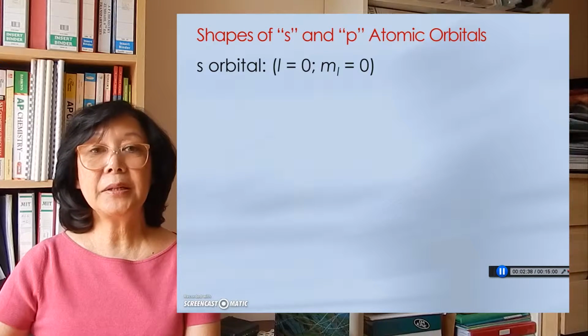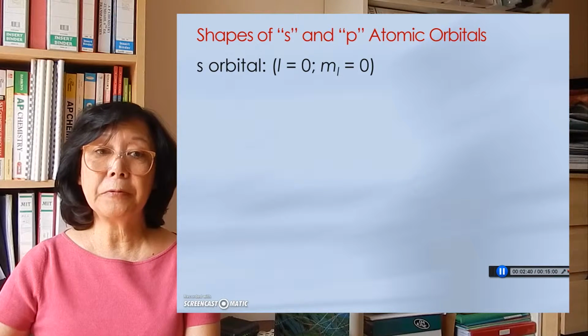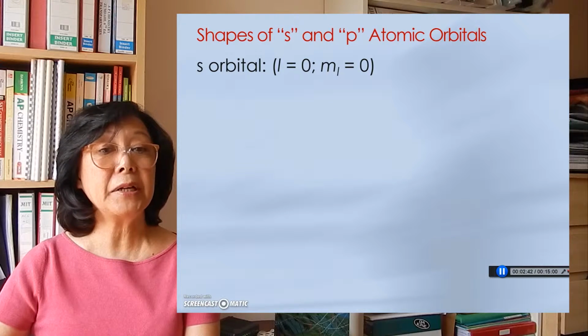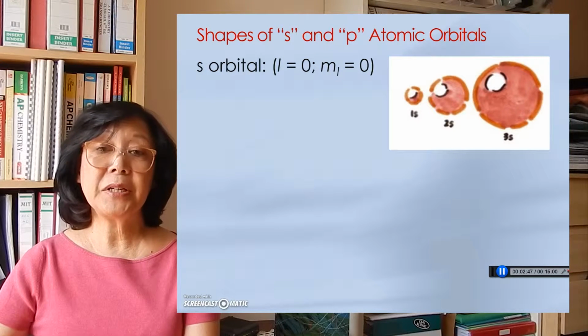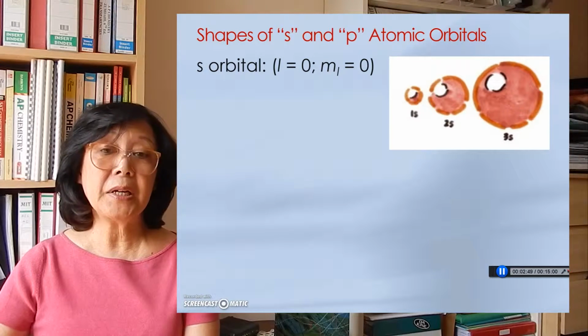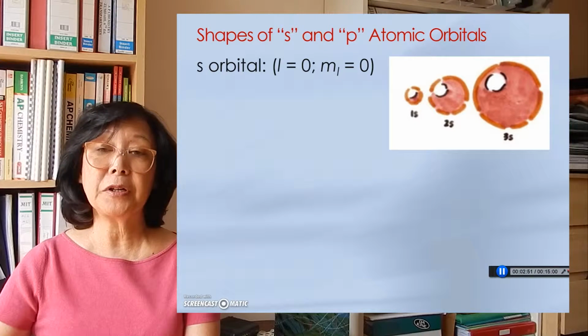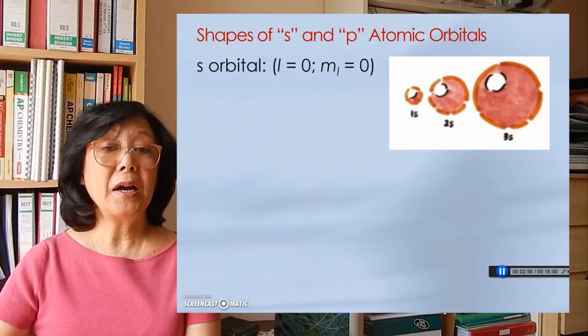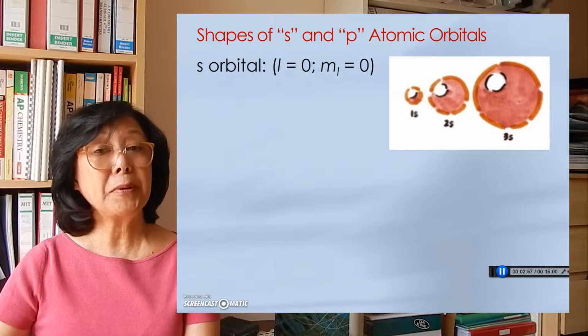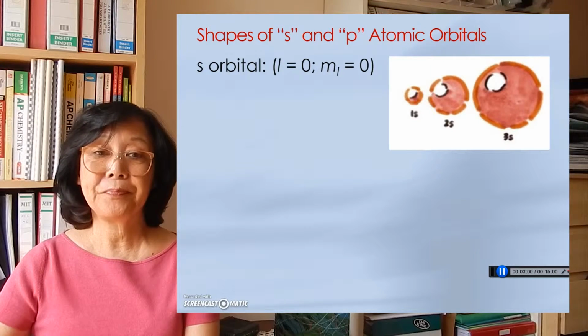Now let's take a look at the orbitals. First of all, the s orbital, where l is 0 and m sub l is 0. It looks like a sphere. As you can see, the 1s orbital is smaller than 2s, and 2s is smaller than 3s. That's because the electrons are at a higher energy level, making that probability region larger.